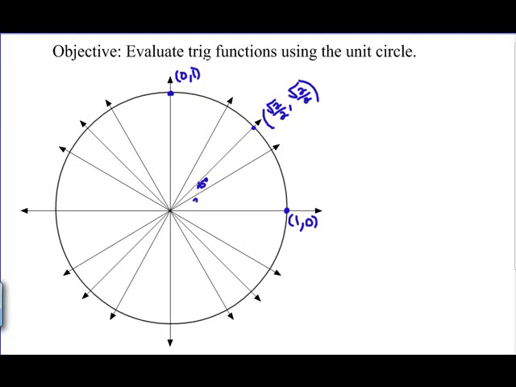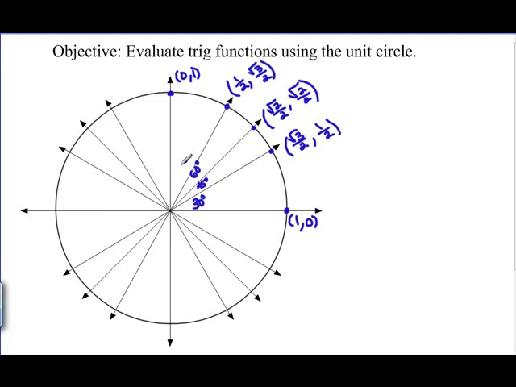Now we also have a 30-degree angle and a 60-degree angle. We learned that the cosine of 30 degrees is the square root of 3 over 2, and the sine is 1/2. For 60 degrees, we learned that the cosine of 60 is 1/2, and the sine is the square root of 3 over 2.